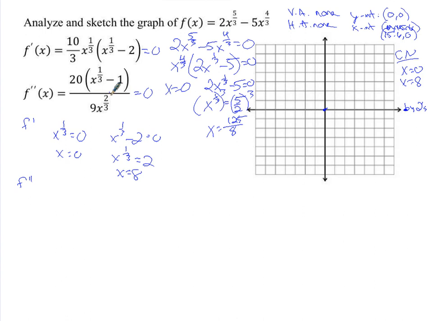If I multiply both sides by the denominator, it disappears. If I divide both sides by 20, it disappears, and I'm left with x to the 1 third minus 1 equals 0. So that means x to the 1/3 equals 1. Cube both sides, and I get x equals 1 as an inflection point. Okay? So I can add that to the list over here. We have an inflection point, which is x equals 1. All of those are used when we set up our intervals.